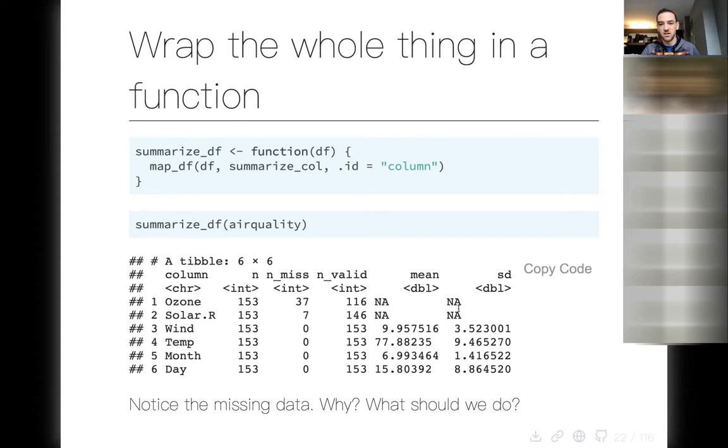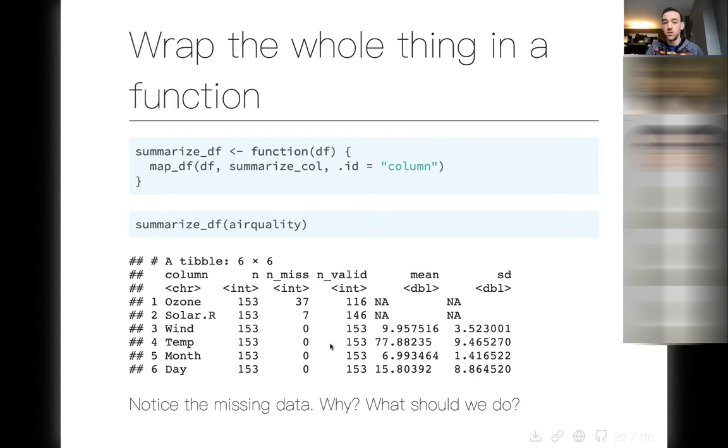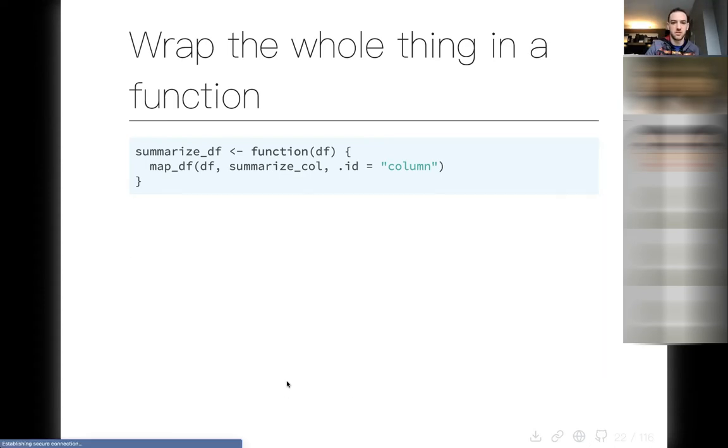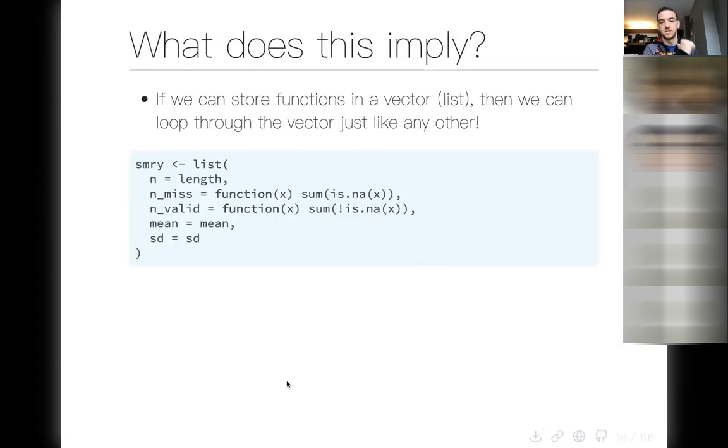We do have some missing data on ozone and solar R. Why do you think that is? Sounds like somebody was going to answer. Maybe they're not numeric vectors. They are numeric. That's a good guess. They are numeric. Let's come back here and look though at R. It's way back here. This, the functions we're looping through. What could possibly be going on?